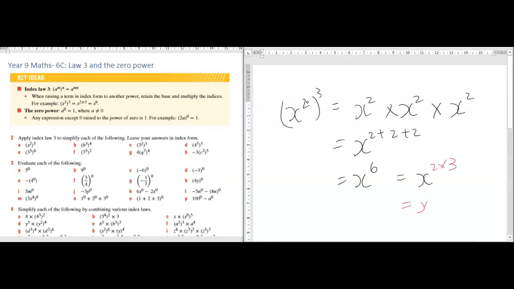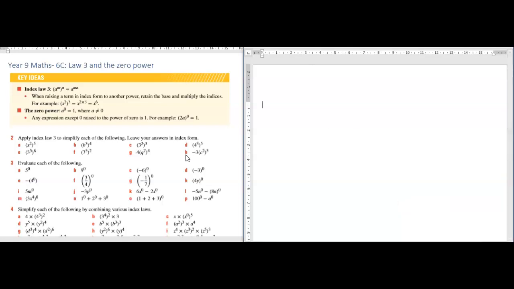Oh, I do not know why that all of a sudden changed color. But anyway, there you go. All right, let's just delete that and let's do a few questions.